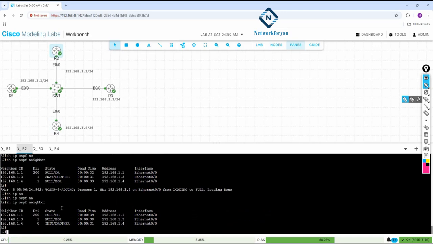If you see here, we have the high priority, so R1 became the DR. R4 we set to 0, so it will not become the DR or BDR, it became the DR other. After R4, R3 has the highest router ID, so this one became the BDR. So this is the DR BDR election.